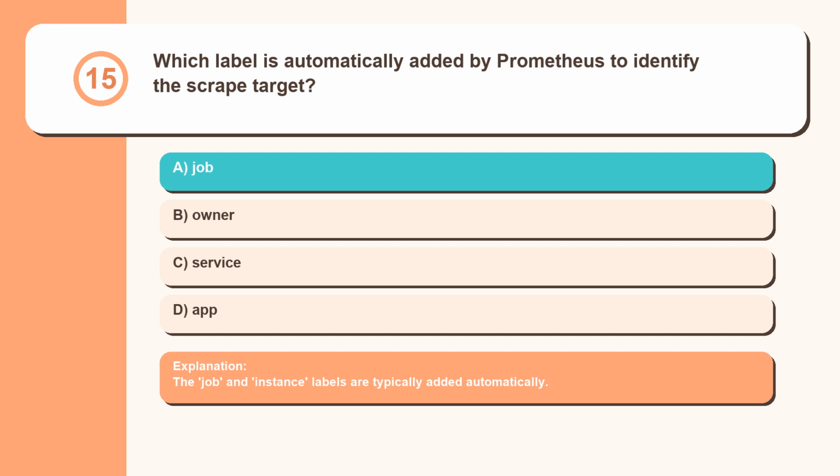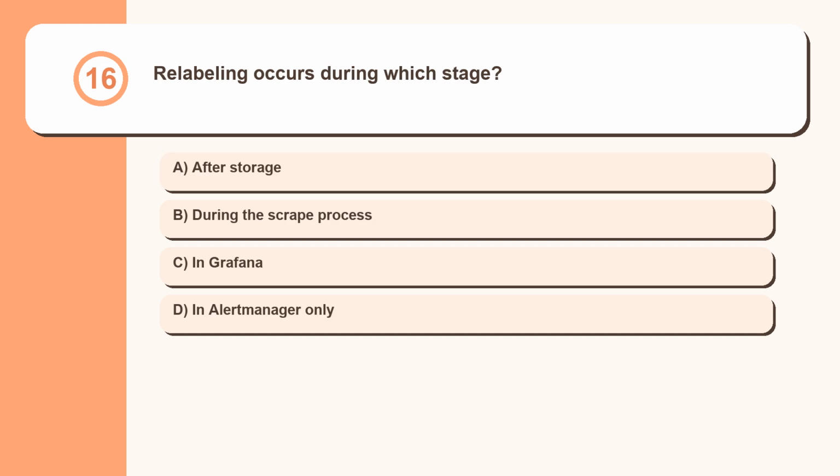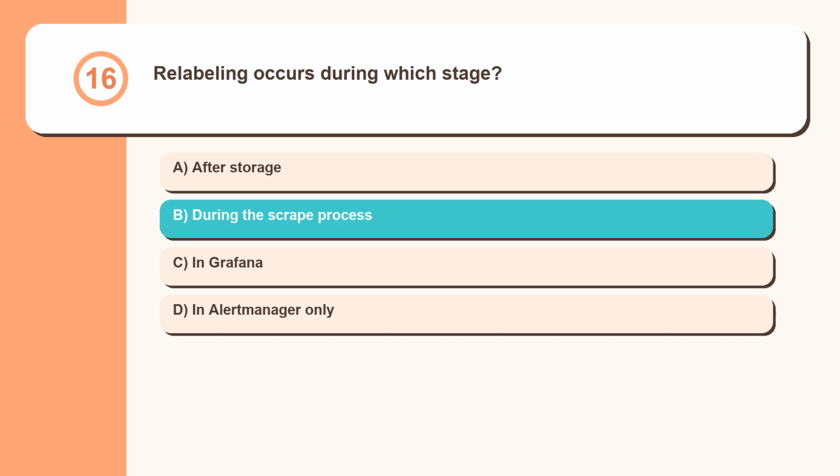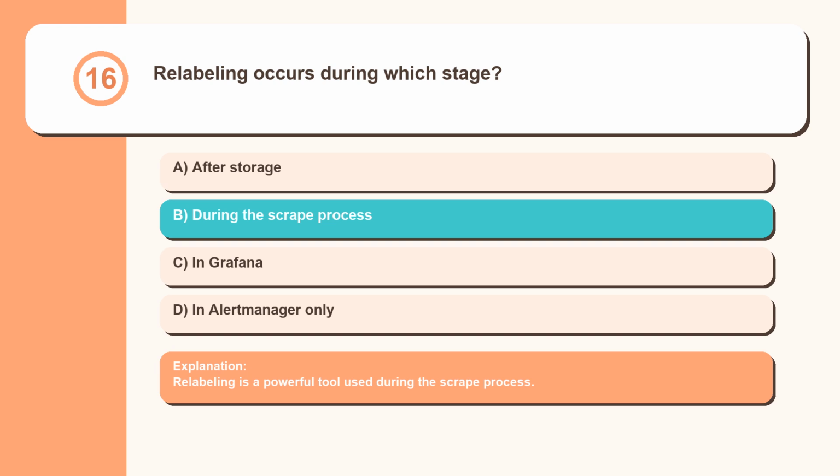Question 16. Relabeling occurs during which stage? After storage, during the scrape process, in Grafana, in Alert Manager only. Relabeling is a powerful tool used during the scrape process.